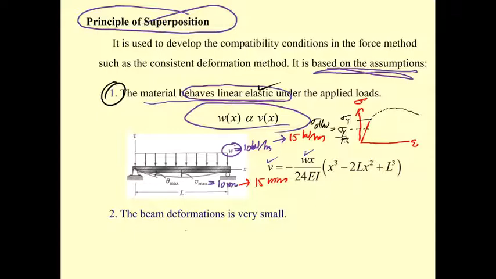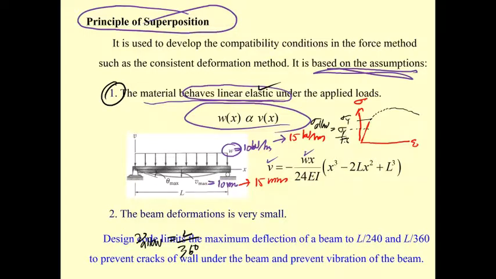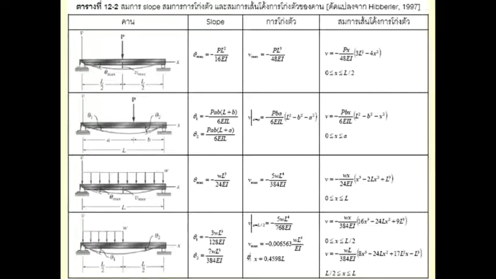In the design of the beam, we limit our V allowable to be L over 360 if the beam has a wall underneath, or L over 240 if there is no wall underneath. Okay, there are a lot of things that you got to go back and check.